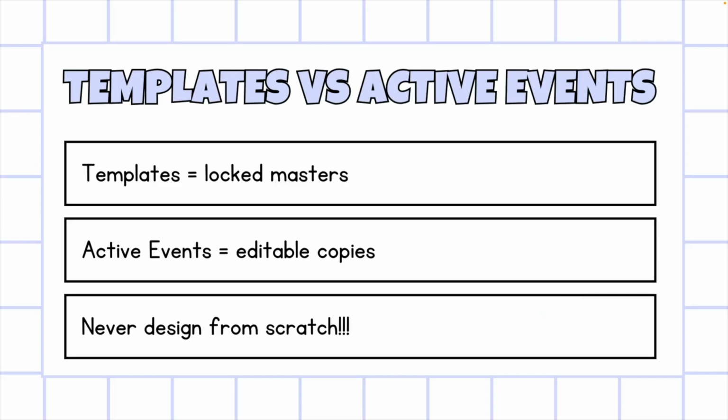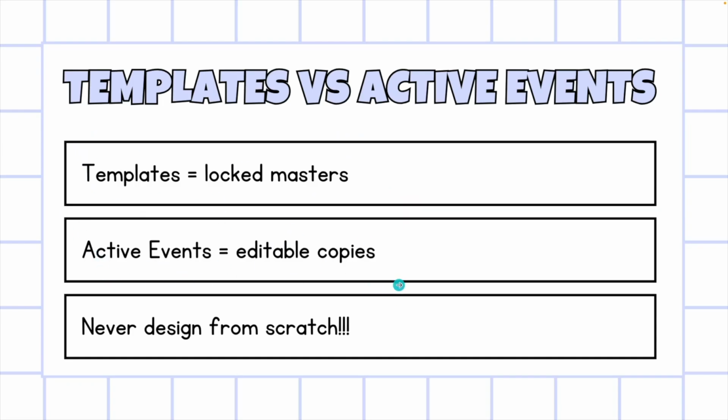So I want to go deep dive into templates versus active events, right? Templates are your locked masters. These should not be changed, and these should be locked so that other teammates can't get to them. The next thing is active events. These are the editable copies.